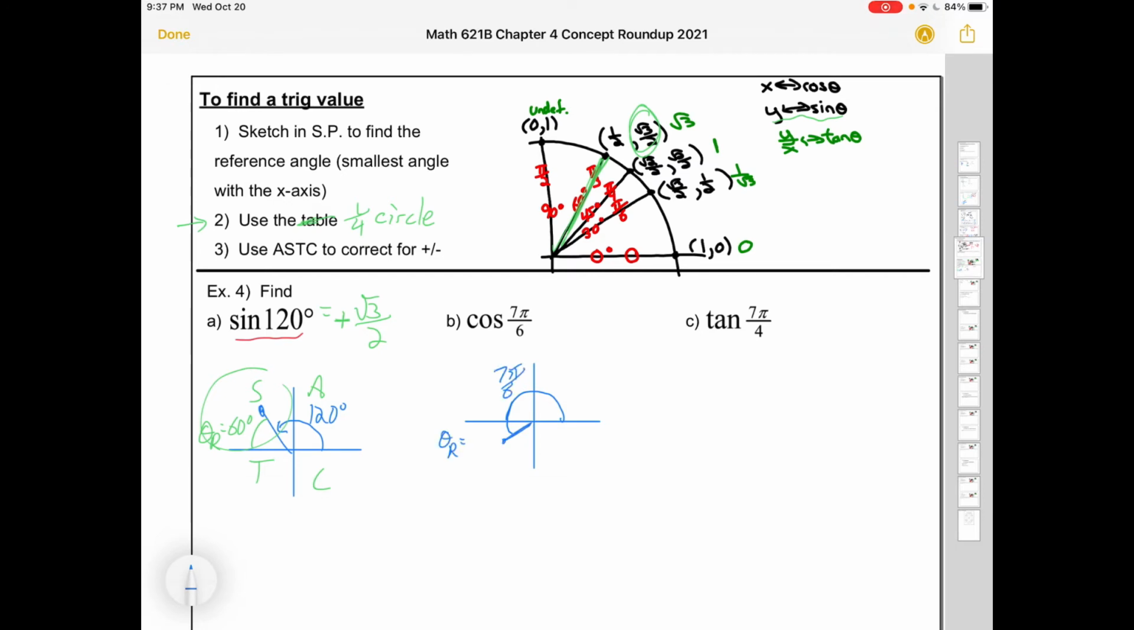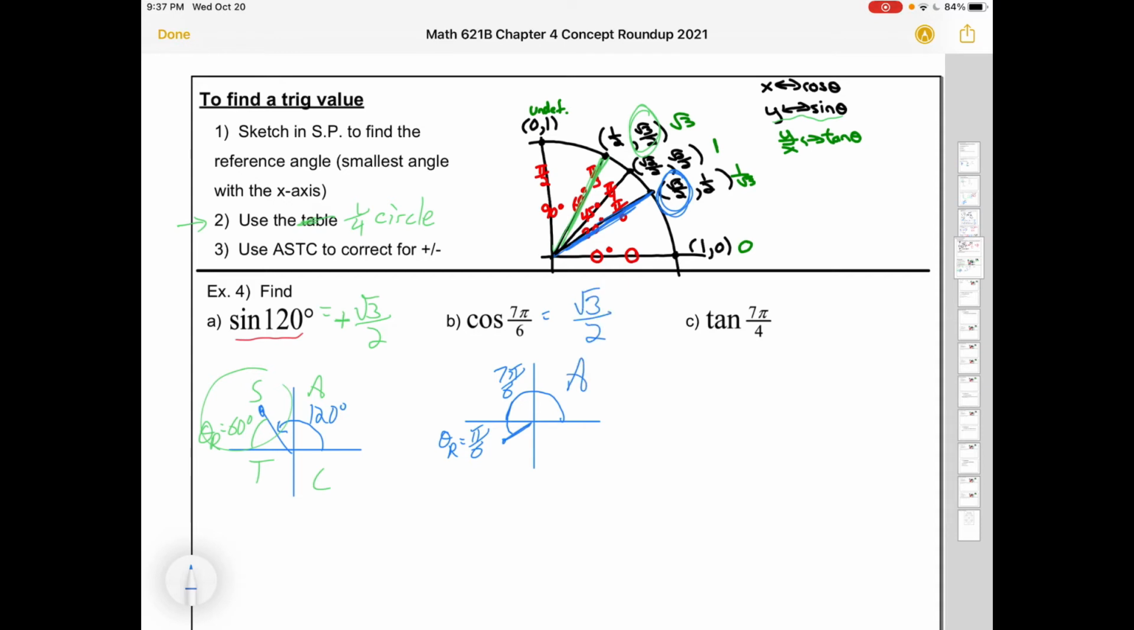The reference angle is going to be pi over 6. That's going to happen anytime you have an over 6. It'll always be a reference angle pi over 6. So let's check it out. At pi over 6, boom, this is what we're interested in. We want the x value because it's cosine, so that's root 3 over 2.